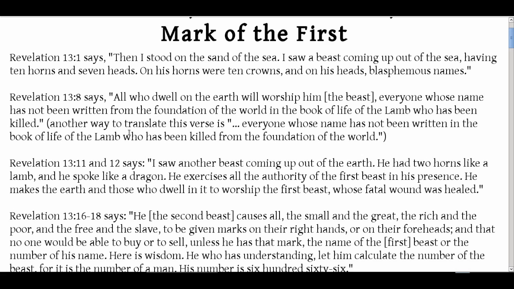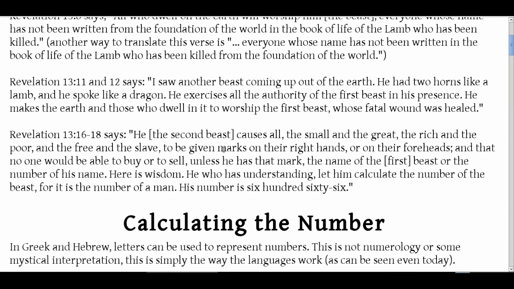Another way to translate this verse is, "Everyone whose name has not been written in the book of life of the Lamb who has been killed from the foundation of the world." The difference is what "from the foundation of the world" modifies. In Greek, because of the way that the sentence is put together, it could either mean this translation, "everyone whose name has not been written from the foundation of the world in the book of life," or it can mean "of the Lamb who has been killed from the foundation of the world." So it's like in English, you move the phrase "from the foundation of the world" to make it say different things. And just like in English, sometimes you can take sentences two different ways. Obviously the writer had one intention, but it's possible to take it two different ways, so there are two different ways of translating it.